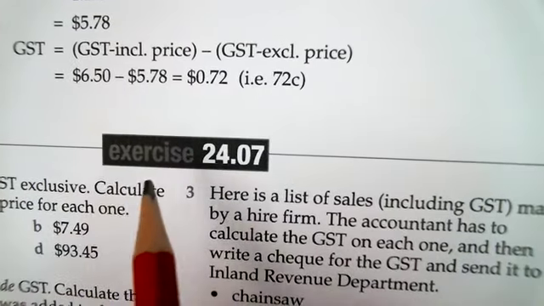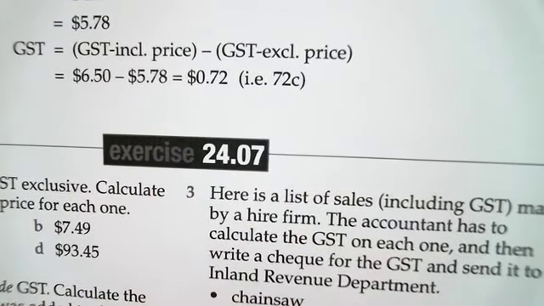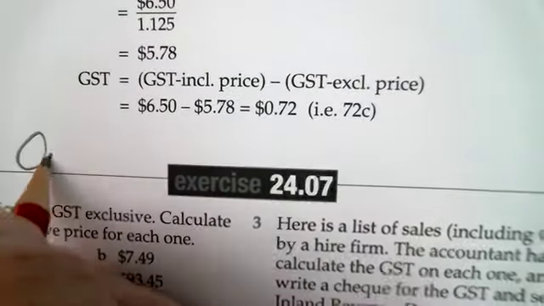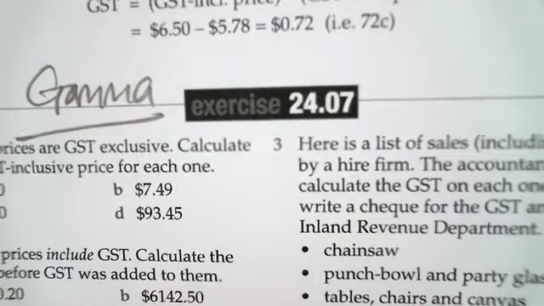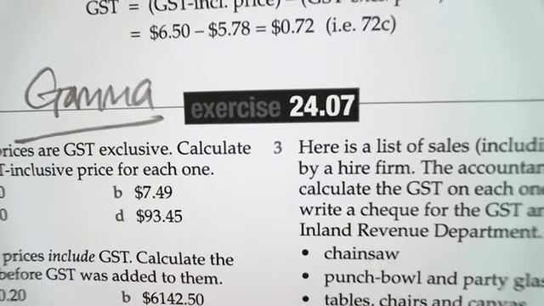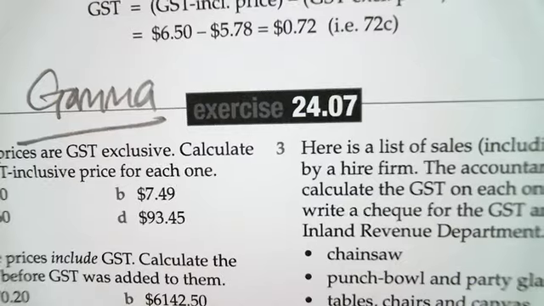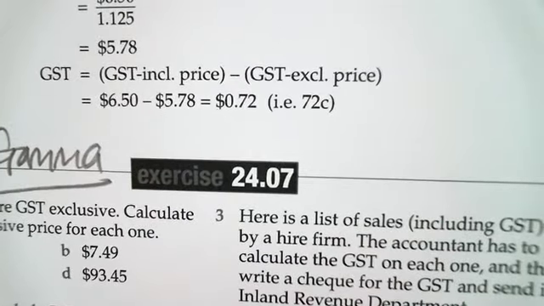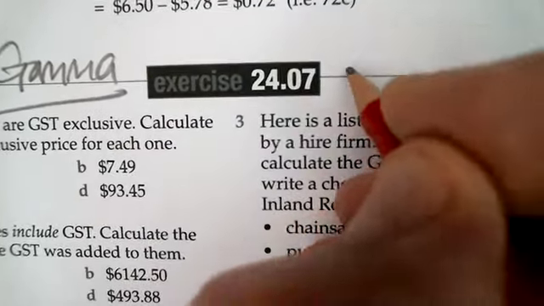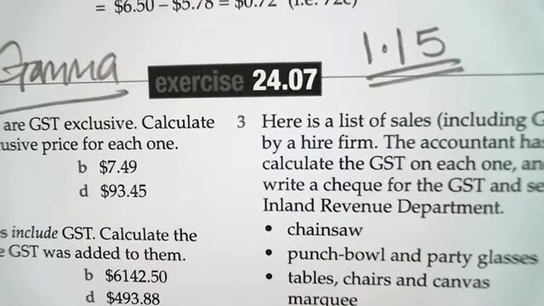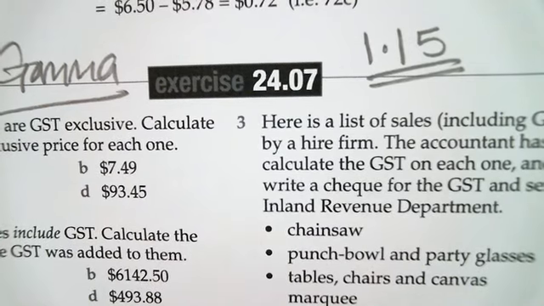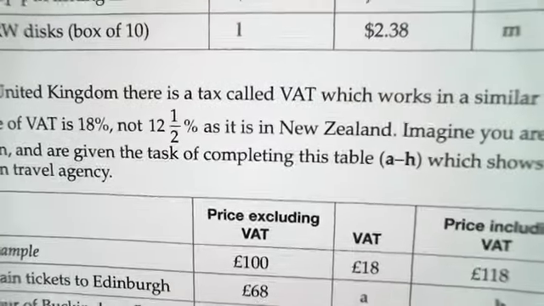Let's take a look at exercise 2409. This is from the Gamma text. So I'll put Gamma here so we know what we're doing. And the question's about GST. Now, in this case, GST, by the way, is using the old GST formula, but we're going to change it to the new one. So rather than 1.125, we're going to be multiplying or dividing by 1.15, in other words, 15% GST. And we've got a great question over here. Let's see what we got.